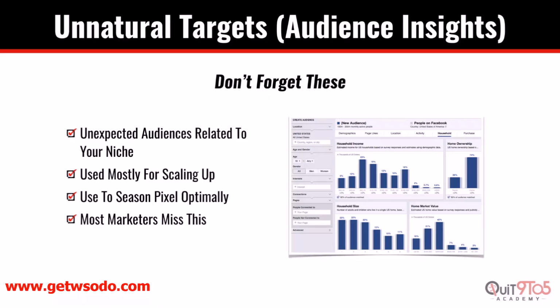Unnatural targets are mostly used for scaling up and to season your pixel optimally. Those two go hand in hand because if you create a one-dimensional pixel by just hitting natural targets, your results are going to be pretty average when you're scaling. And honestly, this is how a lot of marketers end up losing money when they start scaling. And the reason is because most marketers do not hit the unnatural targets.